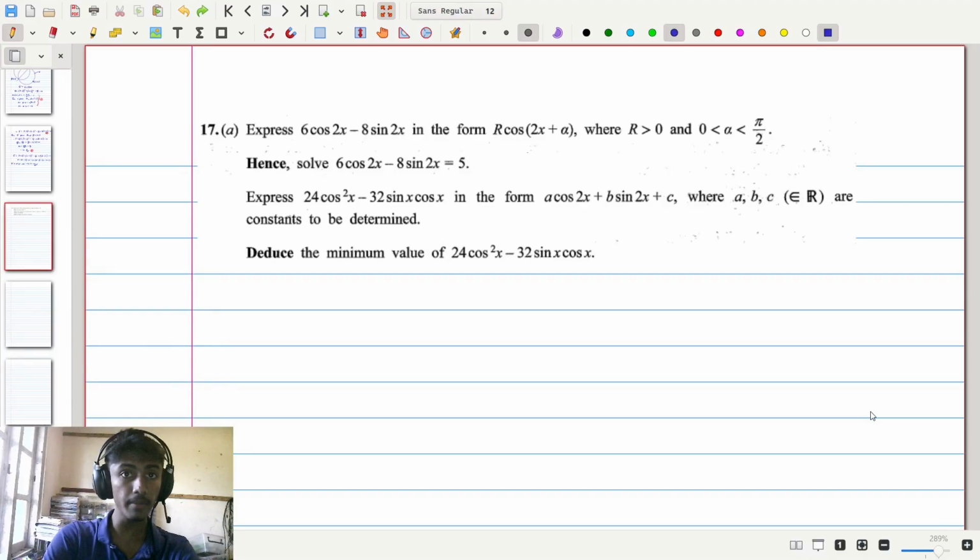2024 A-Level Combined Mathematics Paper 1 Part B, question number 17, Part A. Parts B and C of the same question will be discussed in future videos, links in top right. Part A of this question has to do with trigonometric identities and solving trigonometric equations.